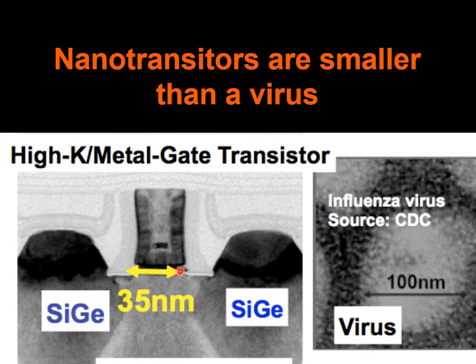The channel length here is 35 nanometer, and the channel length is the most important part of the FET, as you know. If you take an influenza virus, they are more or less with a round shape. The diameter is 100 nano. So the difference is significant. And this is not really one of the newest transistors.